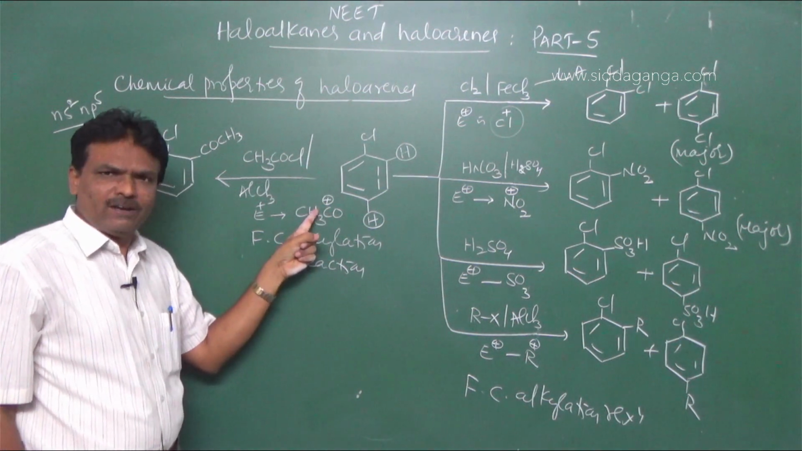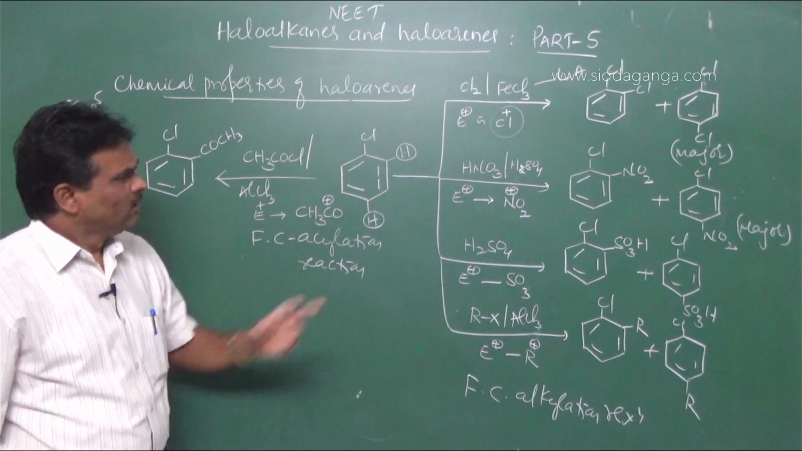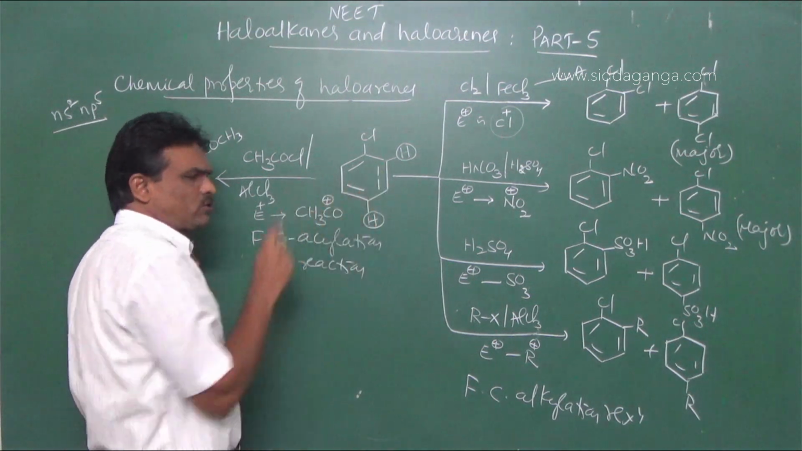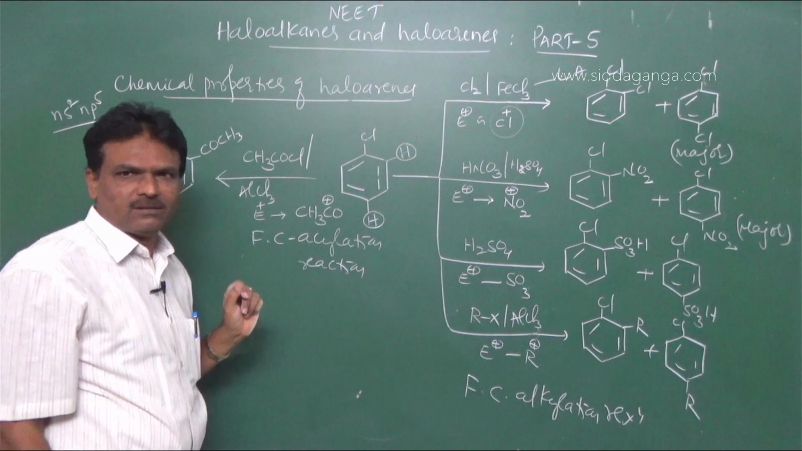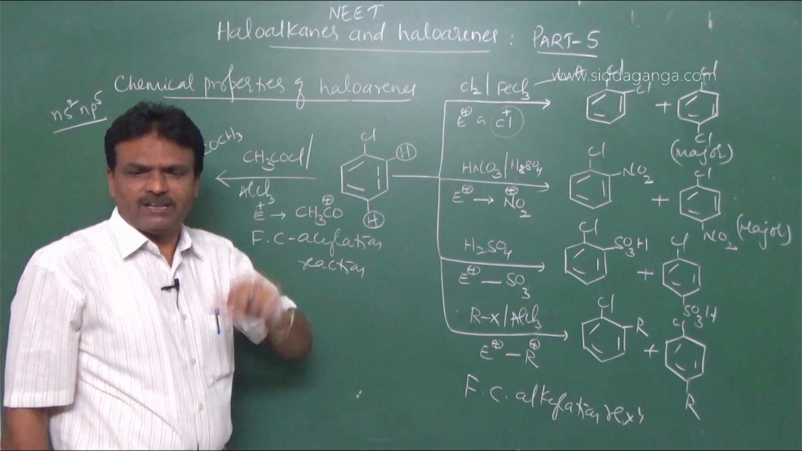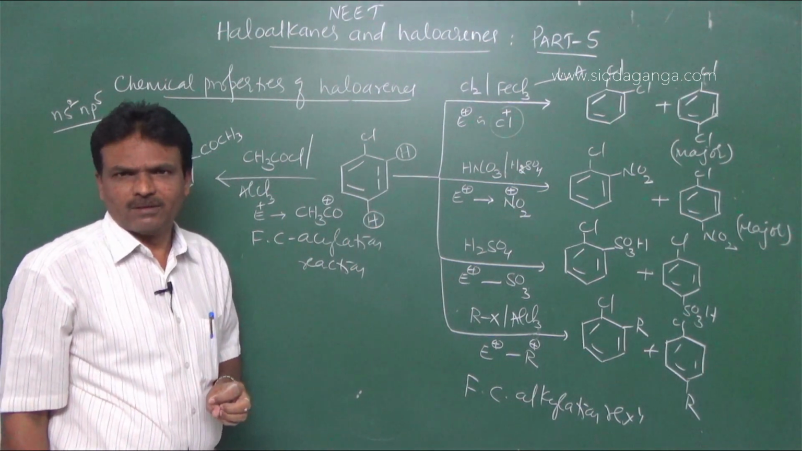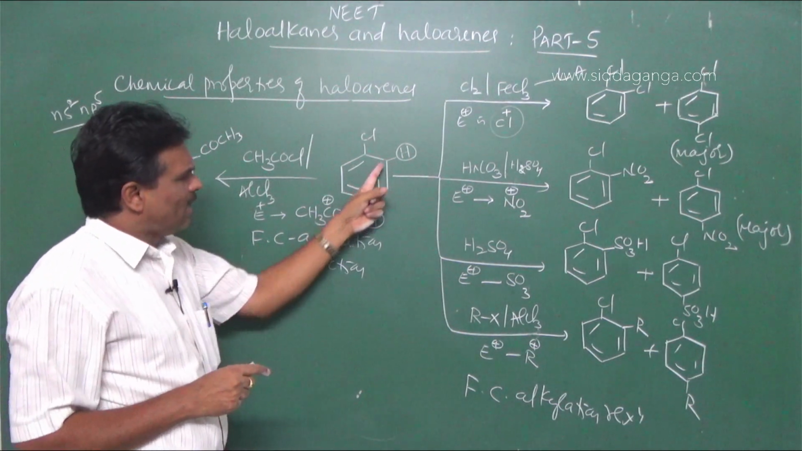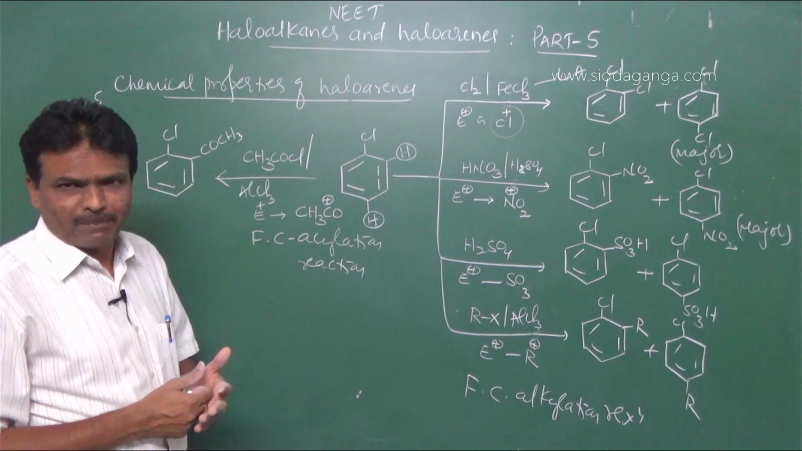This electrophile preferably attacks the centers having high electron density. In chlorobenzene, the highest electron density is at the ortho and para positions due to the positive mesomeric effect shown by chlorine. This is an electron donating effect. It increases the electron density at ortho and para positions. Therefore, electrophiles preferably attack the ortho and para positions. Clear? So we get both ortho and para products.